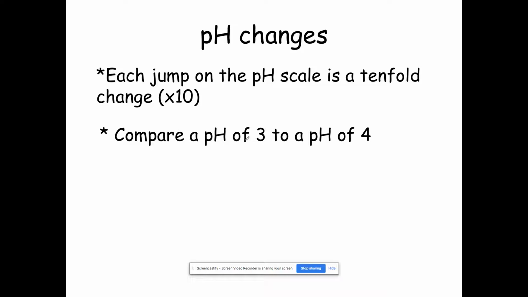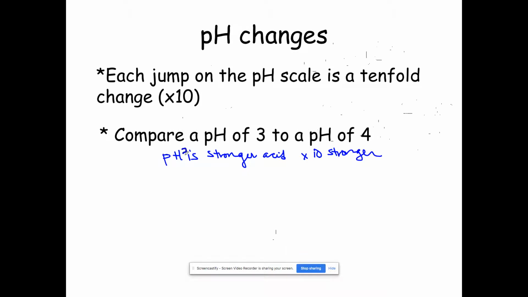So if we're talking about acid, pH of 3 is stronger. pH 3 is a stronger acid. How do I know it's a stronger acid? Well, acids have those low pH values. How much stronger? Well, to go from 3 to a 4, that's 1 pH jump. So it's 10 times stronger.